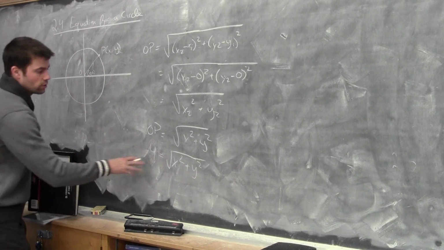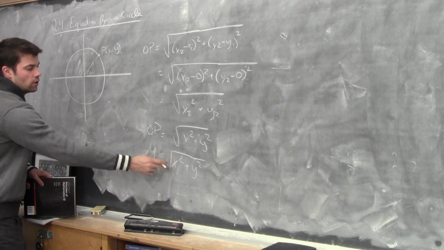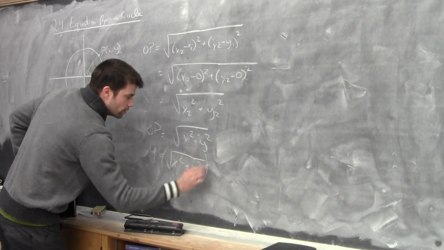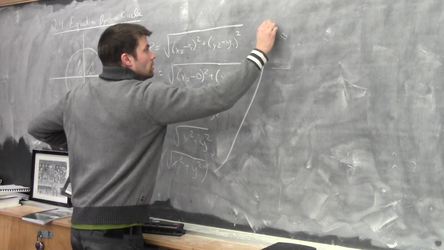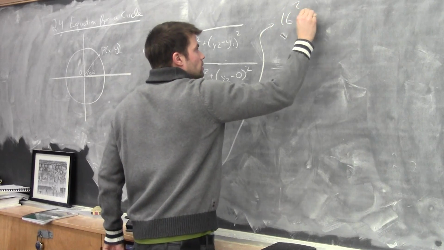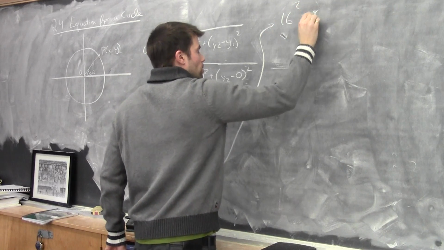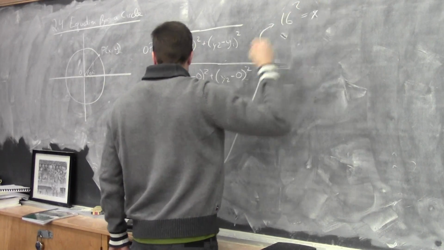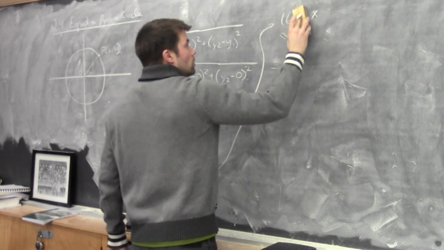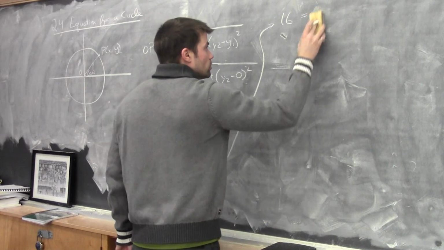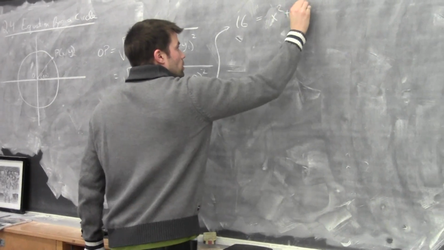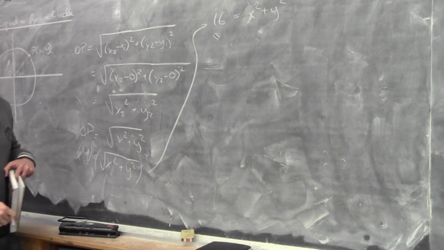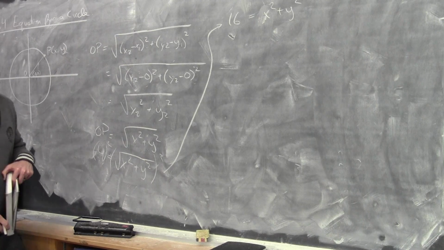So for the equation of the circle, I'm going to square both sides to eliminate this square root. That will give me 4 squared, which is 16, is equal to x squared plus y squared. So that's my equation of a circle, this particular circle.